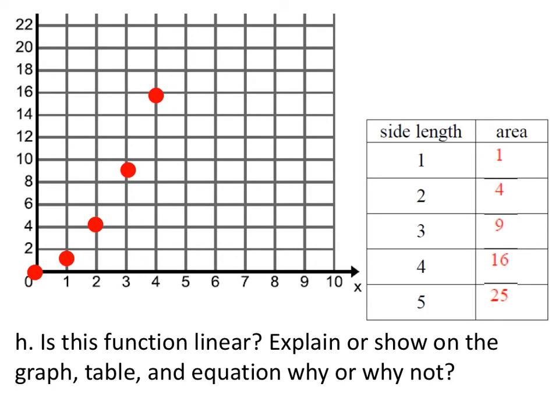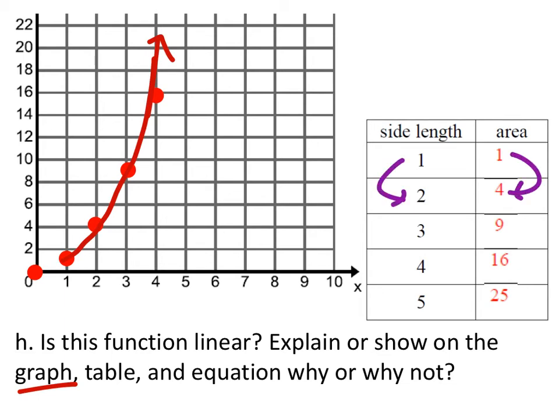Is this function linear? We can tell from the graph that there's some curvature here, right? It's definitely not a constant rate of change. And so as this thing continues to go to the right, it's going to get much bigger and much bigger. So this one is not linear, and we can tell that from the graph. The table shows different rates of change.